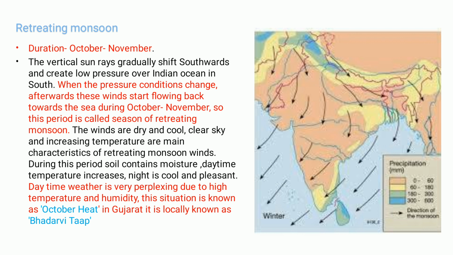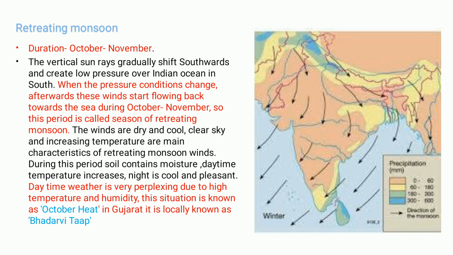Dry and cool winds start instead of hot summer. Clear sky and increasing temperature are the main characteristics of retreating monsoon. Soil contains moisture. Daytime the temperature increases and nights are comparatively cooler and pleasant.